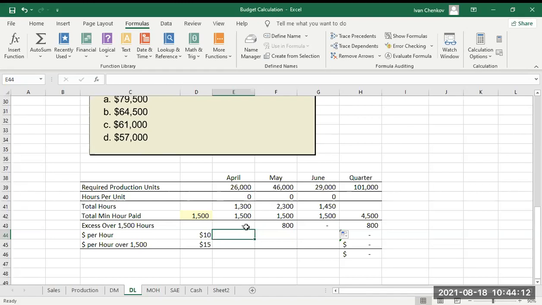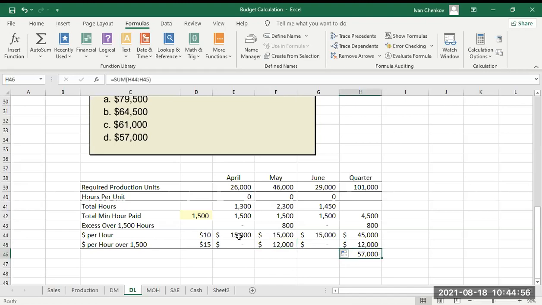So that will be equal to the minimum paid time $10, and for the $10, I need to lock this cell. So that's how much I'm going to pay. And for anything in excess, I'm going to pay an additional $15, correct? So the only month that I'm going to pay additional is the month of May. Make sense?